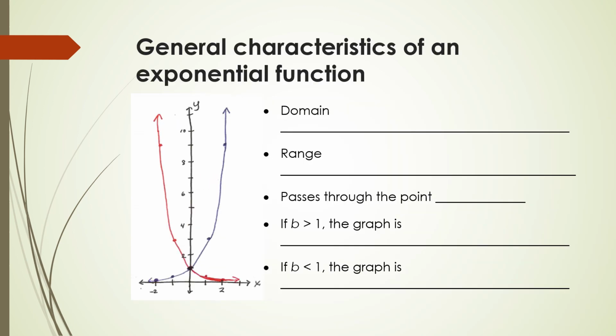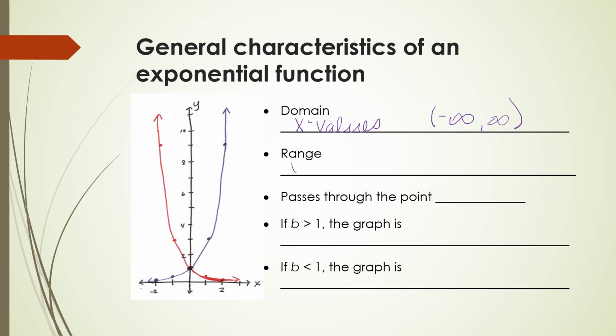So we have these two graphs, and there are some general characteristics of all exponential functions, before we do any translations, that are in common with all of them. They all have the same domain. That is, these are our x values. And those x values are going to be all real numbers.